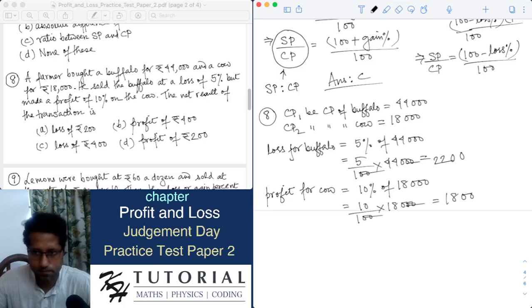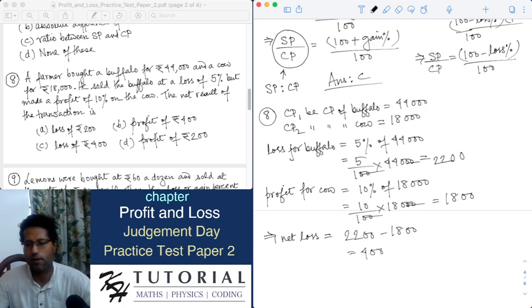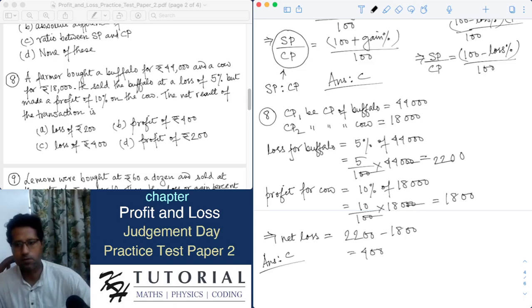The loss is more, the profit is less. Therefore, this implies the net loss is 2200 minus 1800, which is equal to 400 rupees. So this is the net loss. So the answer is choice C, loss of rupees 400.